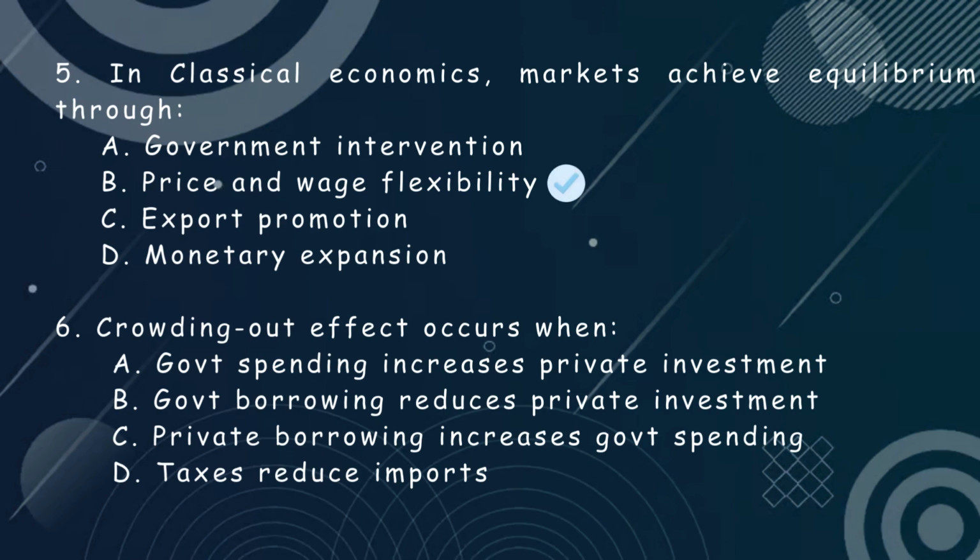Question number 6. Crowding out effect occurs when: A. Government spending increases private investment. B. Government borrowing reduces private investment. C. Private borrowing increases government spending. D. Taxes reduce imports. Answer: B. Government borrowing reduces private investment.